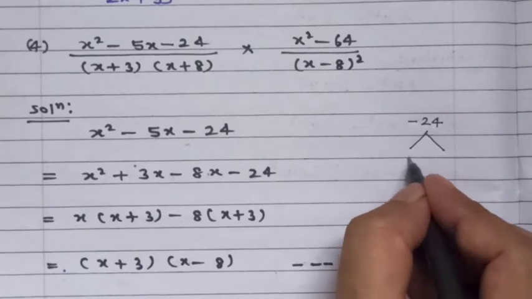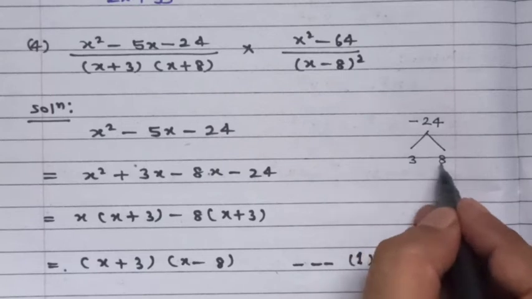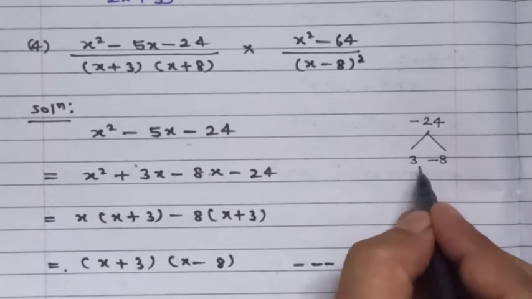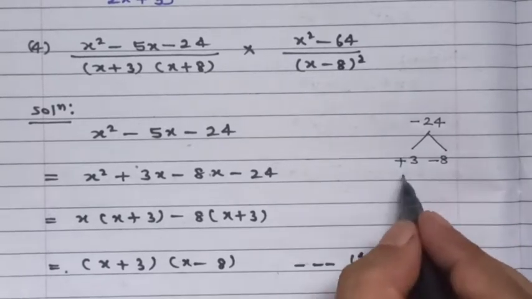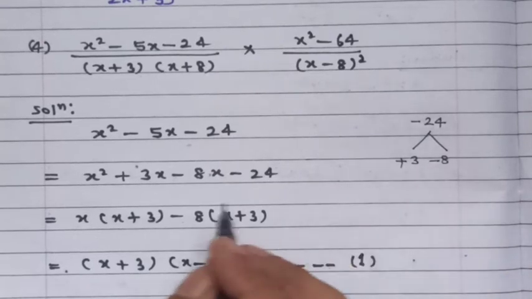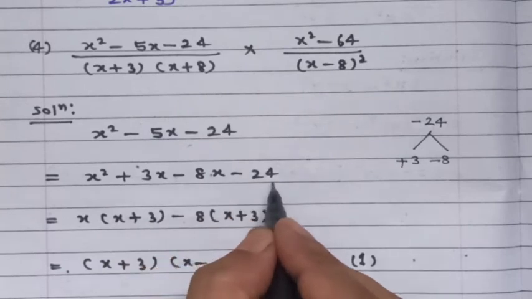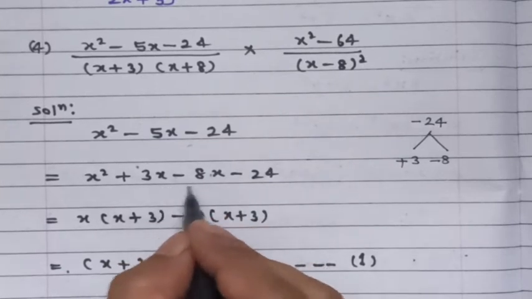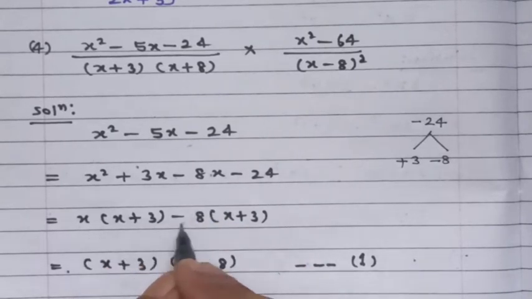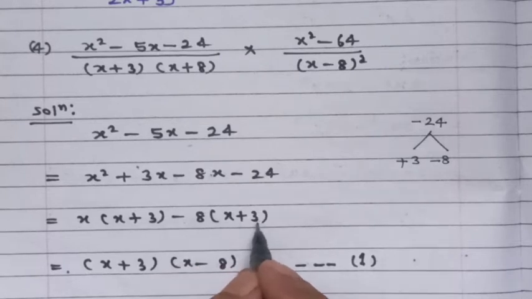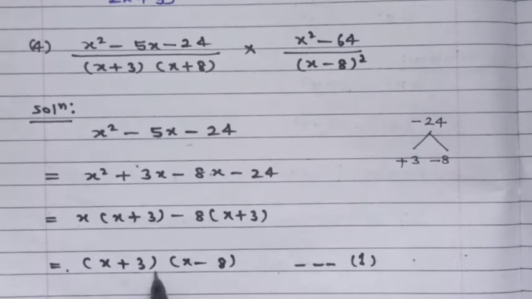I'll have the factors: 3 8s are 24. Here it is a minus sign, so one will be plus, one will be minus. The middle term is minus, so minus goes to the bigger factor, minus 8, and plus 3, that means plus goes to the smaller factor. So x square plus 3x minus 8x minus 24. Here the middle term is split, which can be written as x plus 3 minus 8, x plus 3. Take common x plus 3, you will get x minus 8. So x plus 3 into x minus 8.